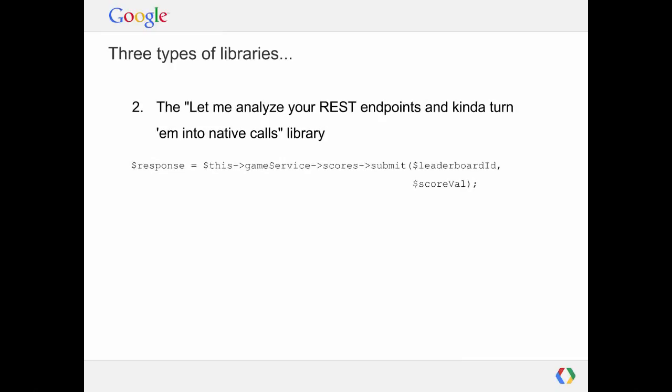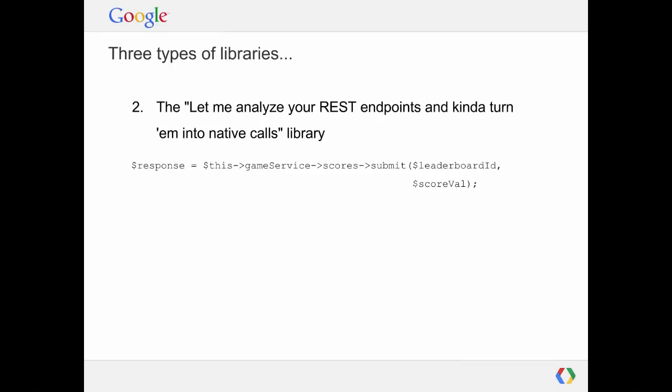This is the exact same call that I made on the previous slide. The big difference is this PHP library has a Google Game Service.php file that is generated by one of these tools. It's analyzed our REST service. It's realized that I have a scores/submit call that is a post that takes two values, the leaderboard ID and the score value, and basically turns that into a method that I can call directly. So I'm accessing this variable called Game Service, which is a Google Game Service object that then allows me to submit a score to a leaderboard just by calling a couple of public methods on it.